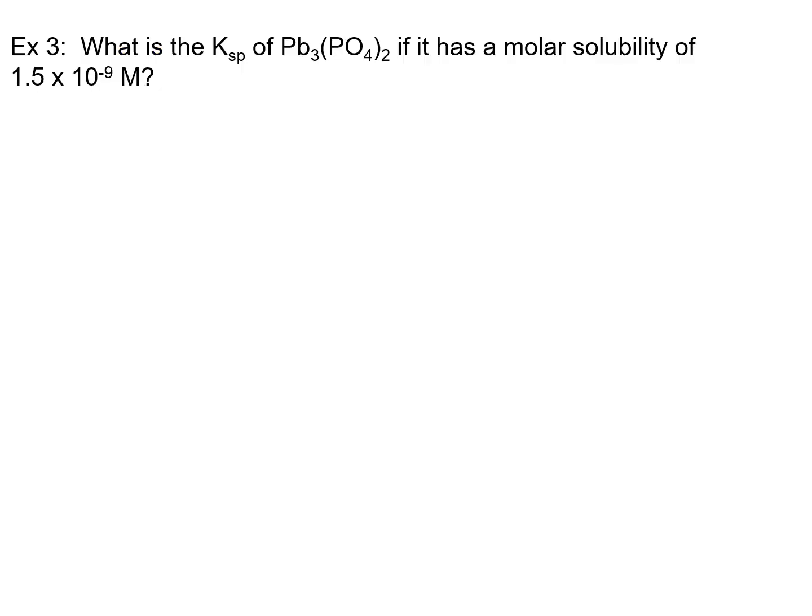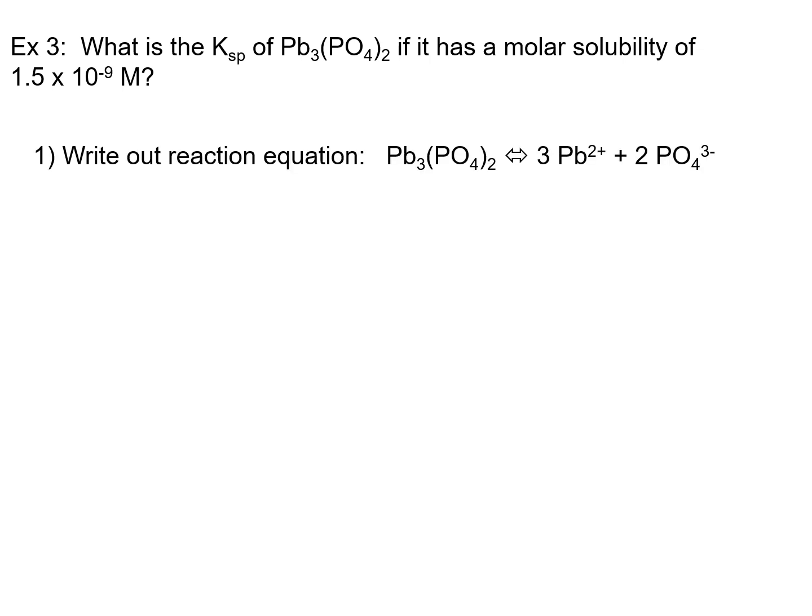All right, another example wants to know what the Ksp of lead-2 phosphate is if it has a molar solubility of 1.5 times 10 to the minus 9 molar. So this time we're given the x, and we have to find Ksp. So we do the same thing. Write out the reaction equation. Write out your Ksp expression.